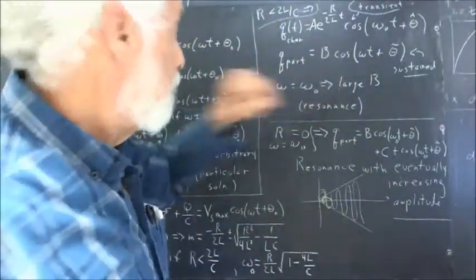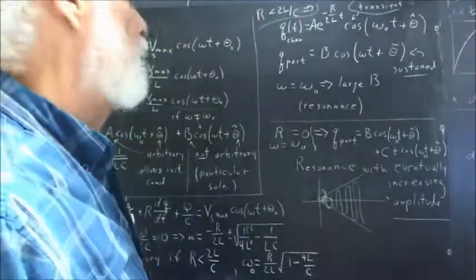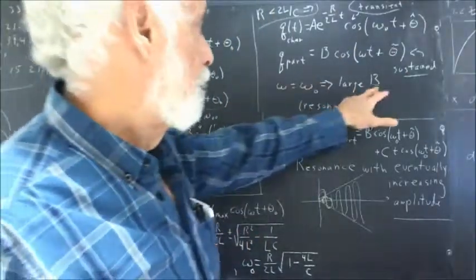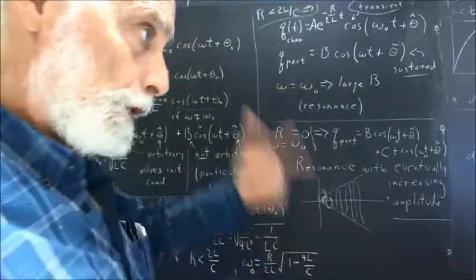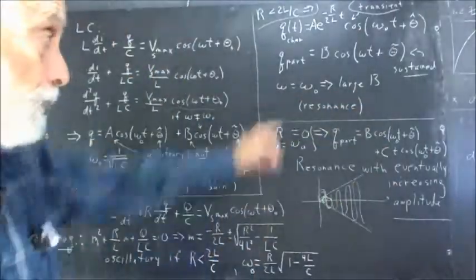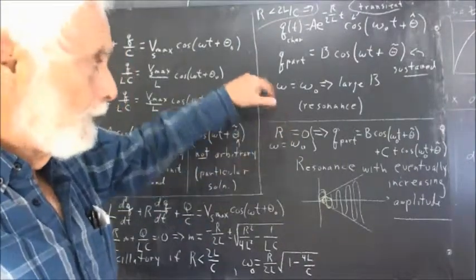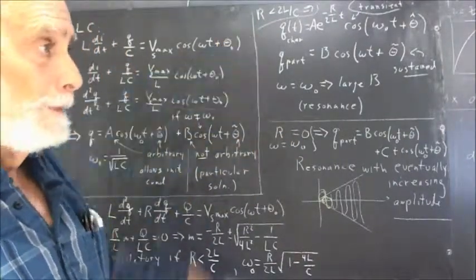And the value of B is going to depend on how well omega matches omega naught. If omega matches omega naught well, you're going to have a large B, so you're going to have a pretty big amplitude. And that's what we mean by resonance, and that kind of further explains the relatively stupid statement I made before.